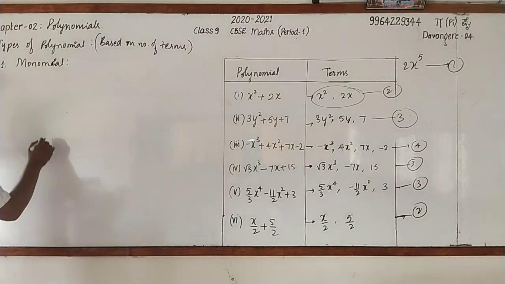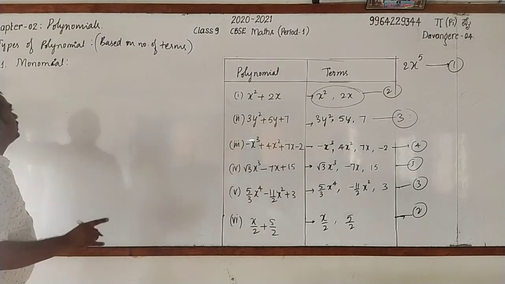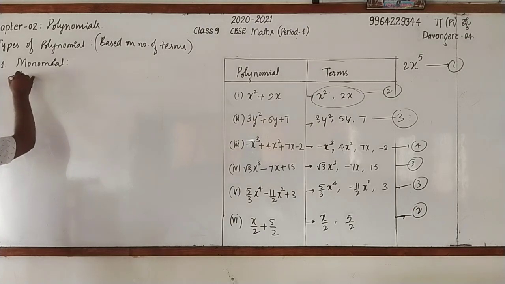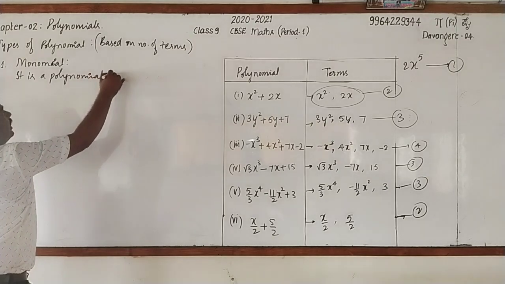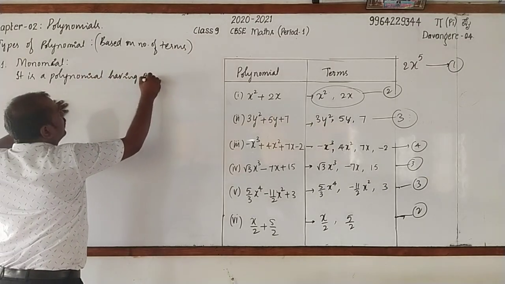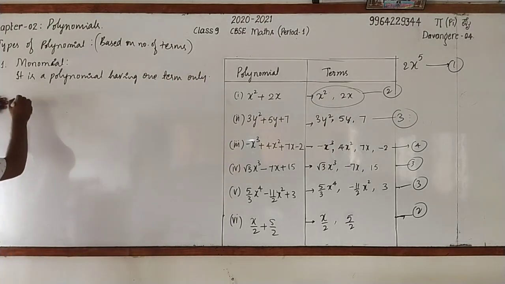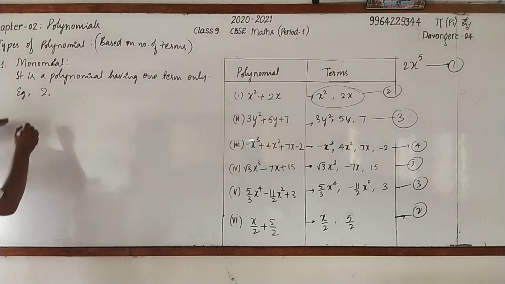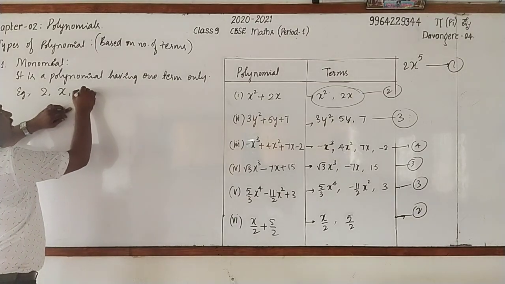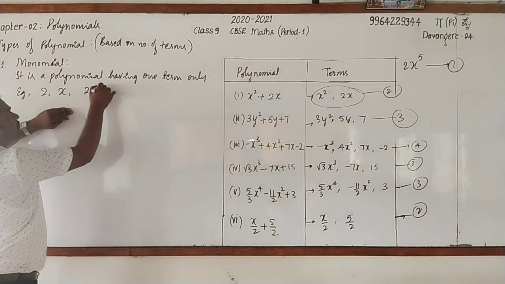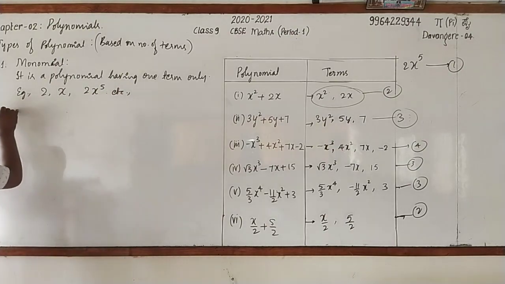Monomial. What is monomial? A polynomial having 1 term only. Here I'll write. It is a polynomial having 1 term only. Example for this, you may just go for taking any number. I have taken 2, any variable x, then any algebraic term 2x raised to the power 5. Many can be written.